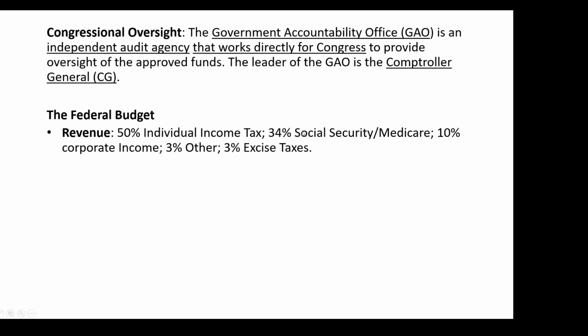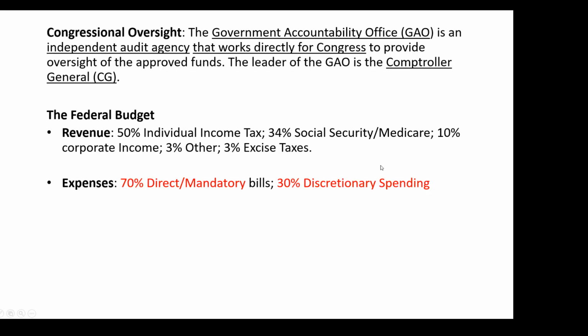So the federal budget, revenue, 50% of how the government makes money is through individual income tax, and 34% Social Security. Then you have some other categories. So the two primary methods of raising money is to raise your income tax or Social Security that they take out of your paycheck.